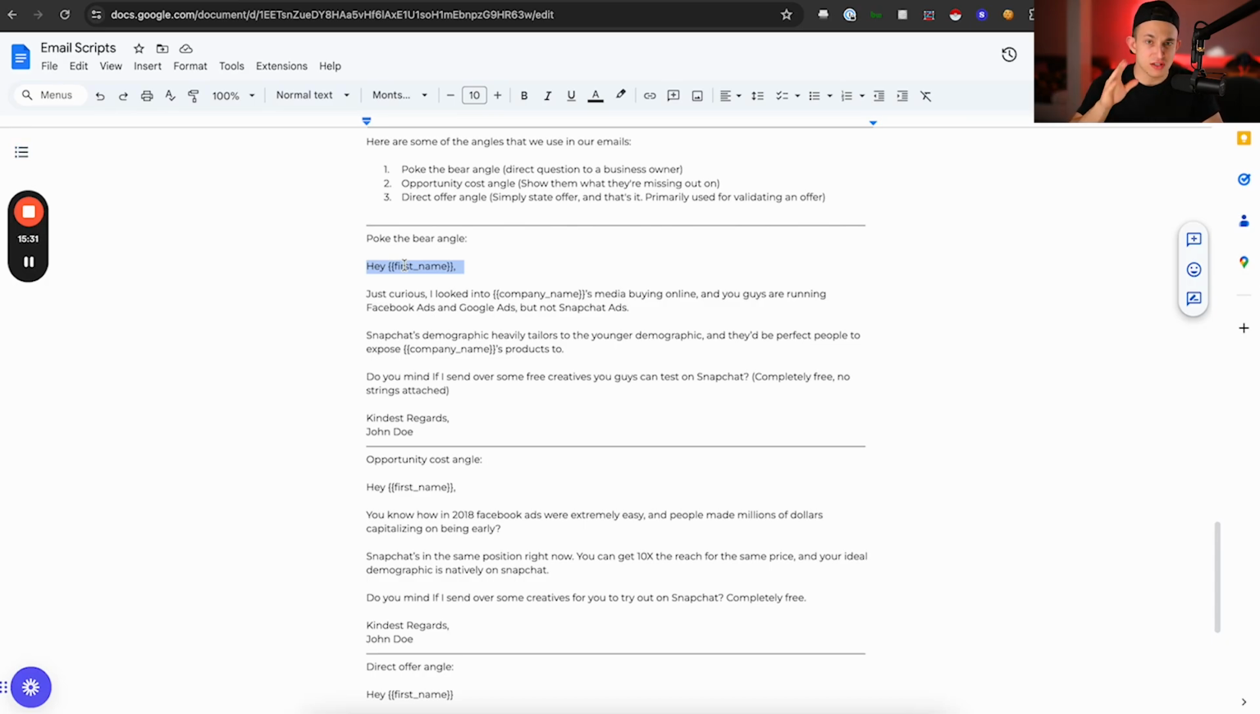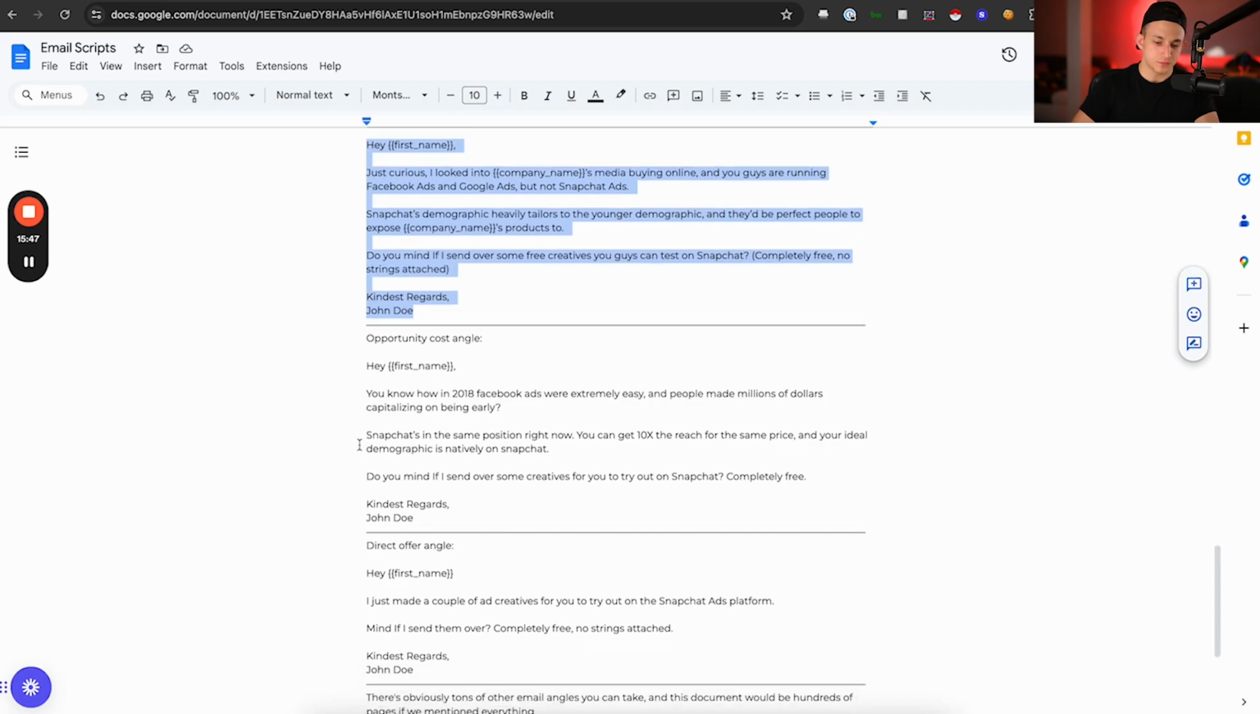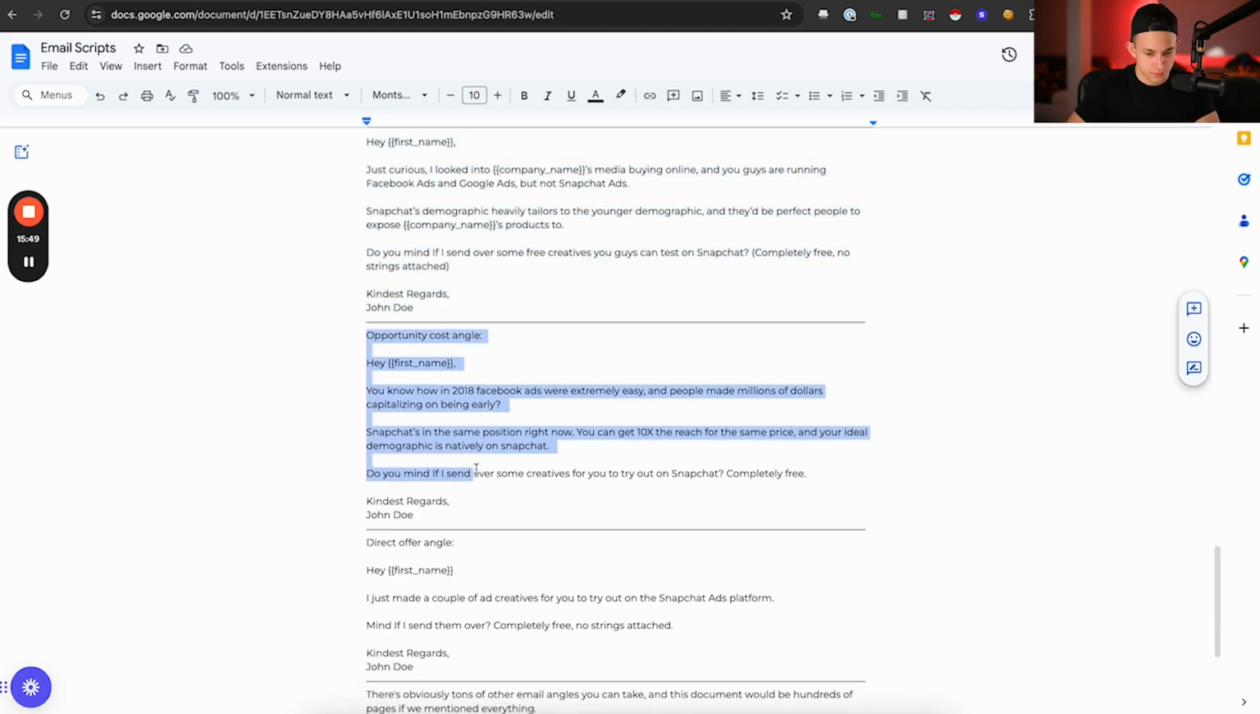Now, before any of you say that this email has unnecessary words, I wrote this completely off the dome, right? We don't just write emails and run them immediately. We optimize them, right? So I probably could cut off some words here, but this is just a rough example, okay? Here's an opportunity cost email, right?